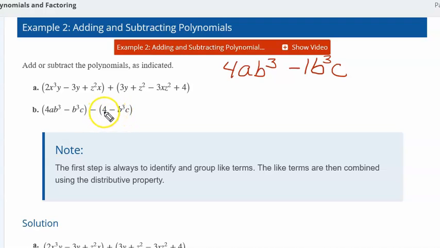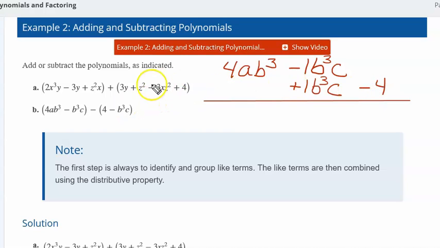So where this is a positive 4, this will become a negative 4 out here. Now my negative b to the third c is going to become a positive b to the third c. So I put it under this column. Now notice these will cancel out, and my answer here is 4ab to the third minus 4. Okay. Again, some may prefer to do it horizontally. I like the idea of doing it vertically, where we can really see the like terms lining up.